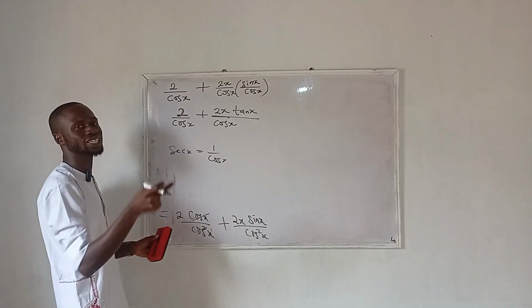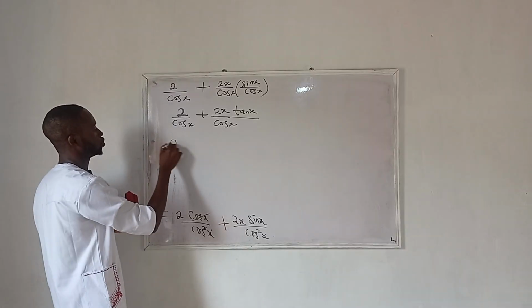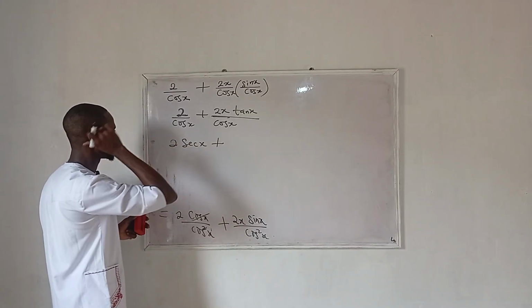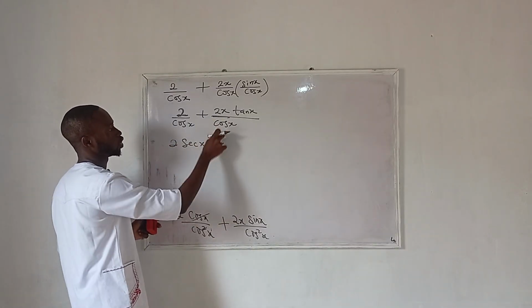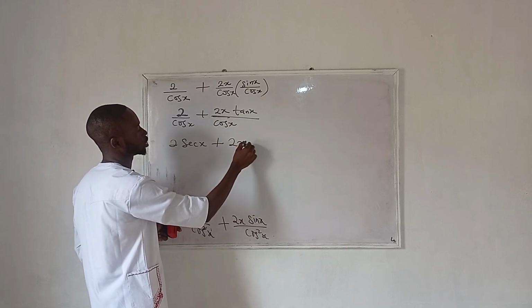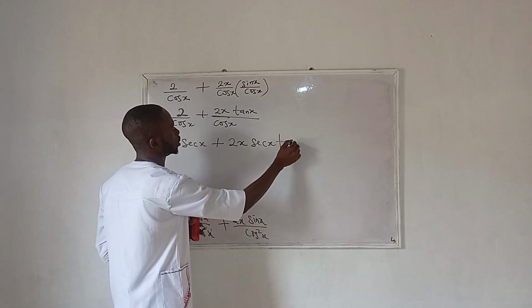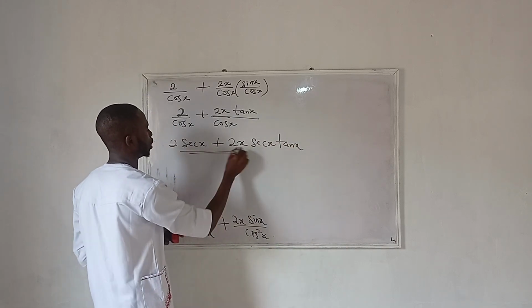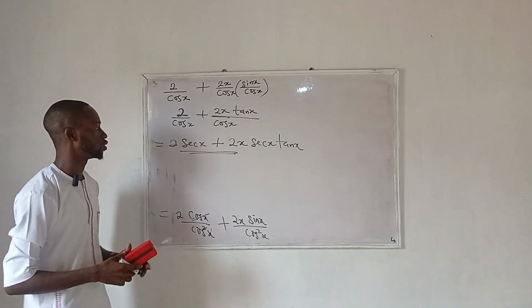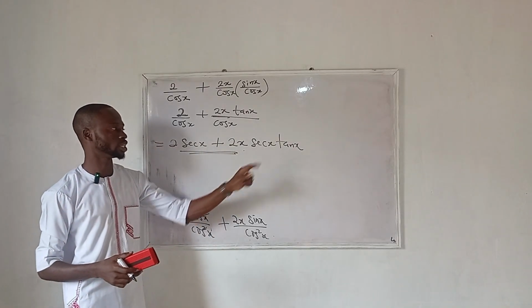I can write it as what? 2 sec x. So this here can give me 2 sec x plus this cos x. There's another 1 over cos x here. So I can write it as 2x sec x tan x as our final answer of the derivative. 2 sec x plus 2x sec x tan x.